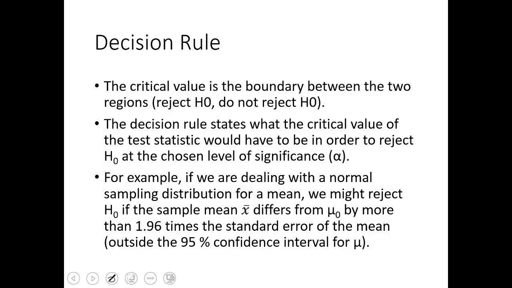So if the sample mean is too far from the benchmark value, extremely different from the benchmark value, then we just reject the null hypothesis. We might reject the null hypothesis if the sample mean differs from mu 0. Okay? Of course, we have to consider the confidence level or significance level.